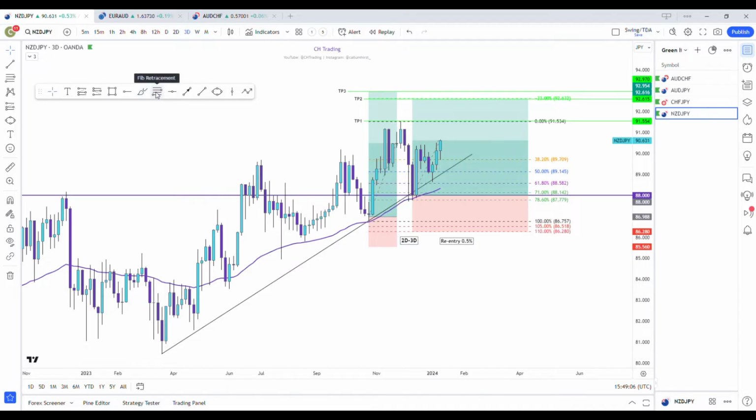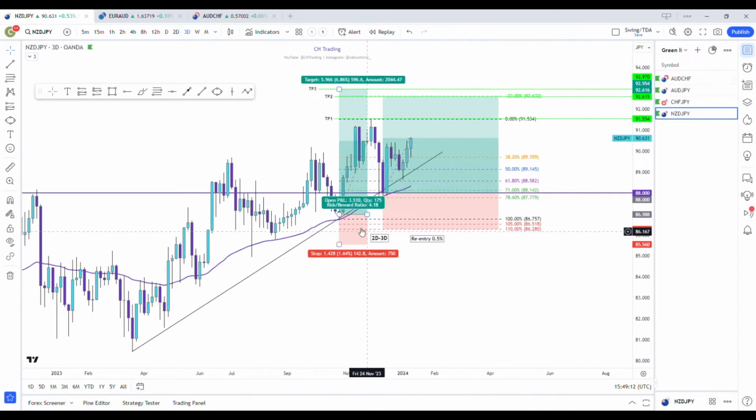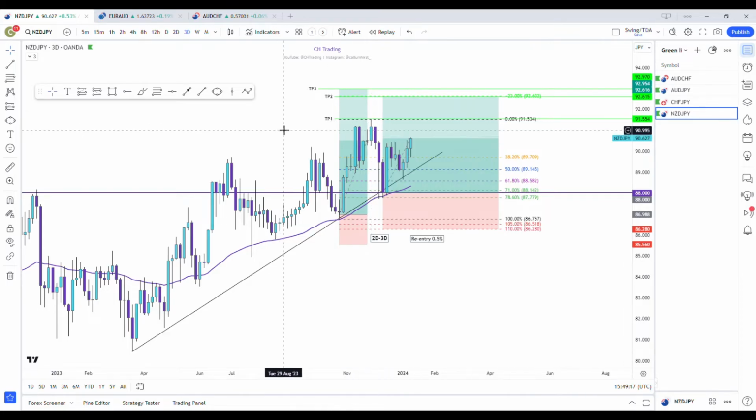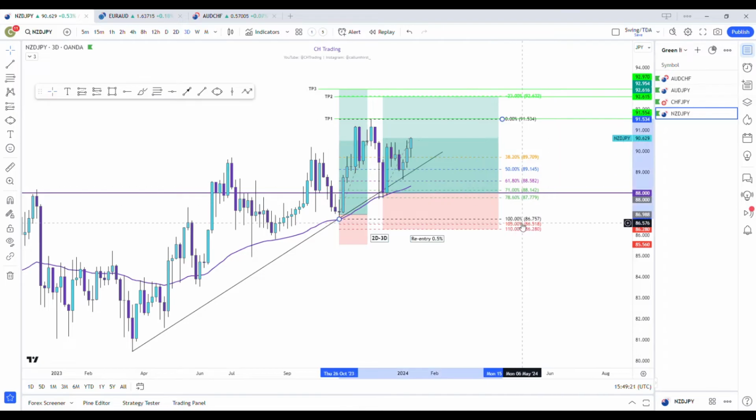The fib retracement tool, this is probably the most important tool for my whole strategy. So you'll see it placed here. We place fibs from the previous significant low to the previous significant high. I'll do a full video on that. I don't want to breeze over it. The fib levels that I use can be seen here. So I use the 110, the 105, the 100, 78.6, 71, 61.8, 50, 38.2, 0, and minus 23%.